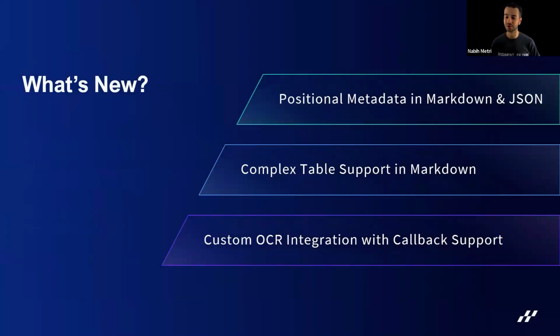So let's take a look at what's new in this release. First, we've added position metadata to both Markdown and JSON outputs, bringing spatial awareness to your extracted data. After that, we'll discuss the support for complex tables in Markdown, including multi-line cells, lists, and nested structures, making Markdown more reliable for real-world business documents. And finally, we've introduced a powerful custom OCR integration option. This lets you bring your own OCR engine and plug it directly into our pipeline using a simple callback mechanism. Each of these updates is designed to give you more control, better structure, and greater flexibility when processing unstructured content.